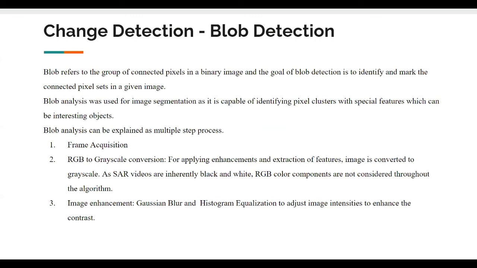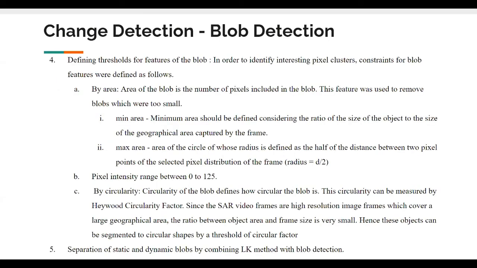The next step of this approach is blob detection. The reason we do blob detection is that there is no way of figuring out the actual physical characteristics of the objects. These objects just appear as pixel clusters, and blobs are the best way to find these pixel clusters. Blob analysis has 4 steps. First, we do grayscale conversion and image enhancements to adjust the image intensities. Then we define the thresholds for features of the blobs: by area, by pixel intensity, by circularity.